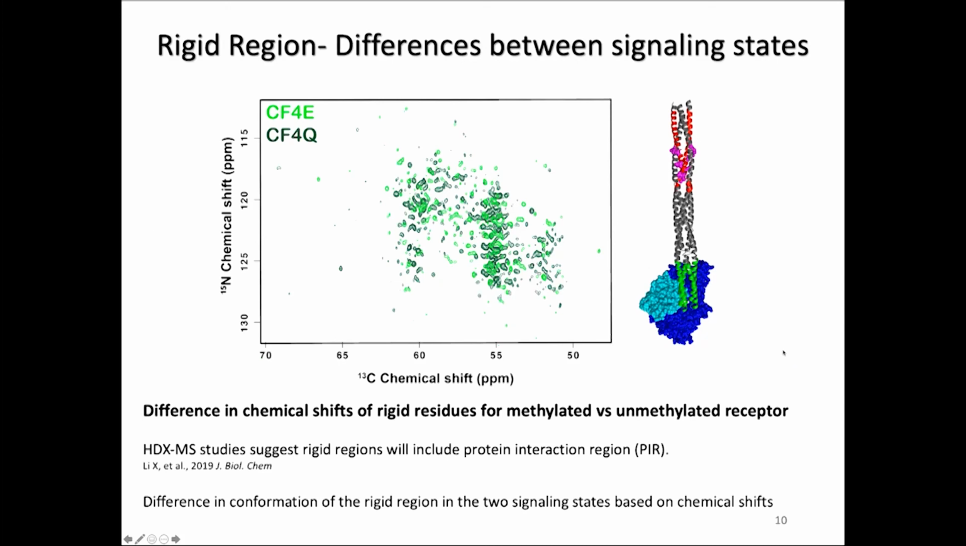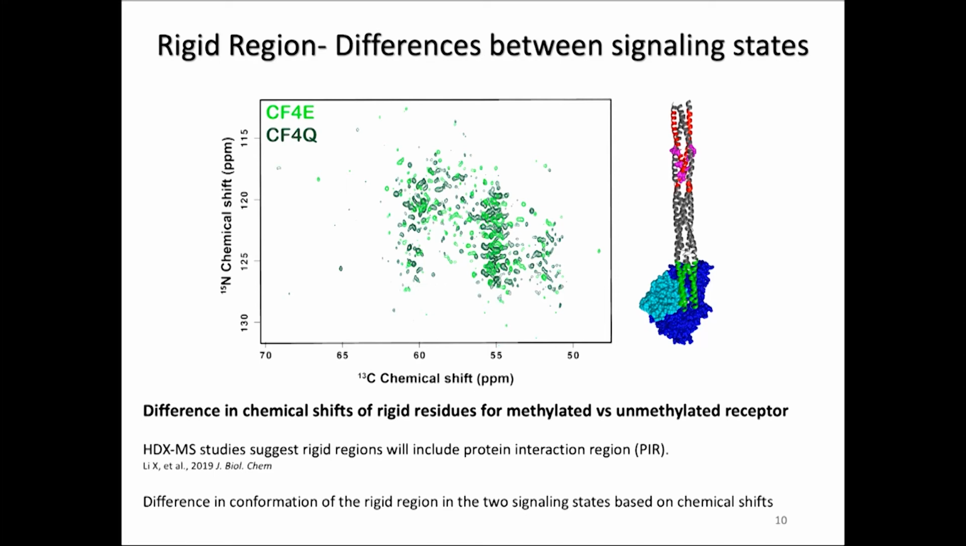So is there a difference in this rigid region when the kinase is switched on or off? Definitely, when we look at the spectrum, we see that there are huge chemical shift changes happening between the two samples. So there might be a difference in the way the receptor is actually contacting the kinase, or there are some other major structural conformational changes occurring between the two mutants. We are really excited to understand which one of the two it might be.